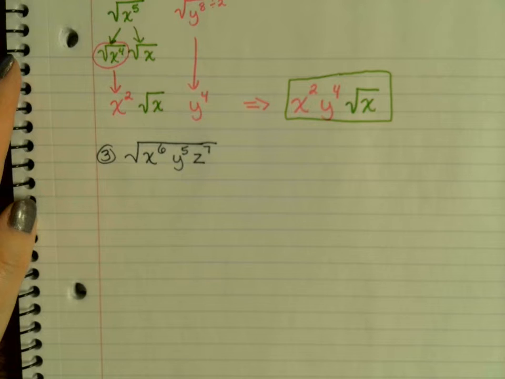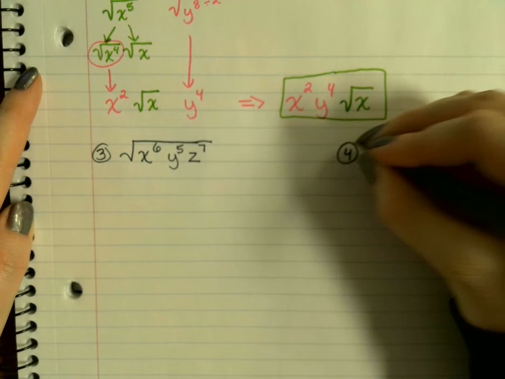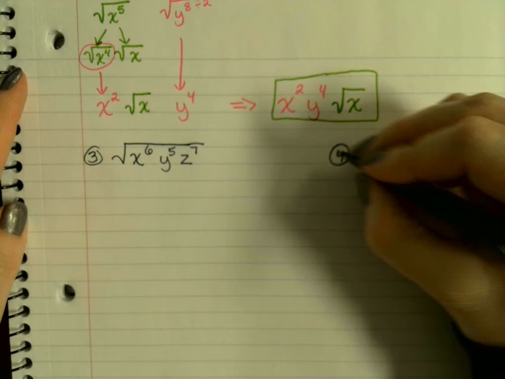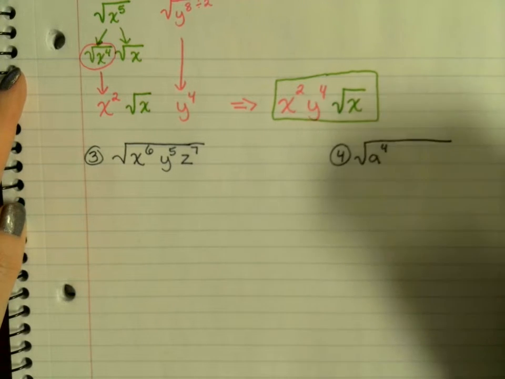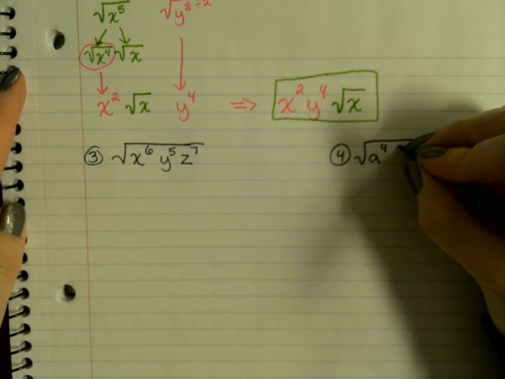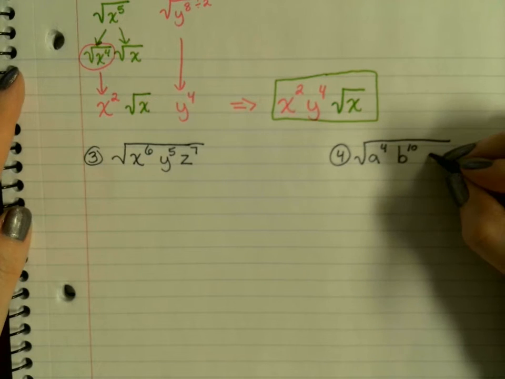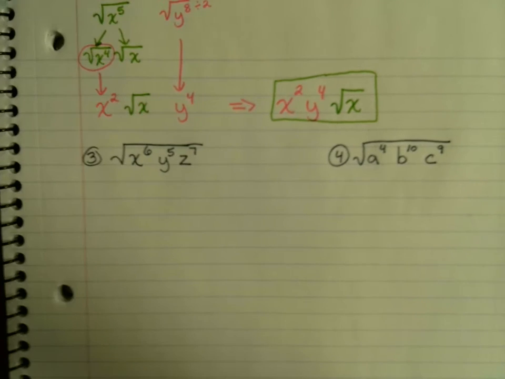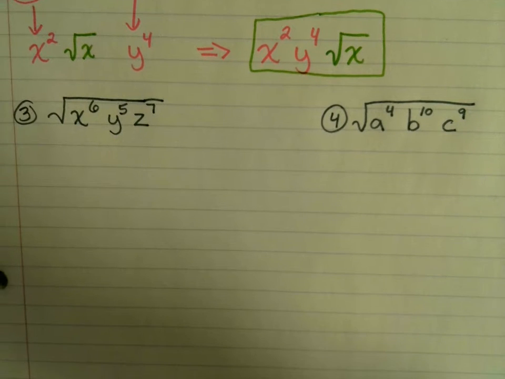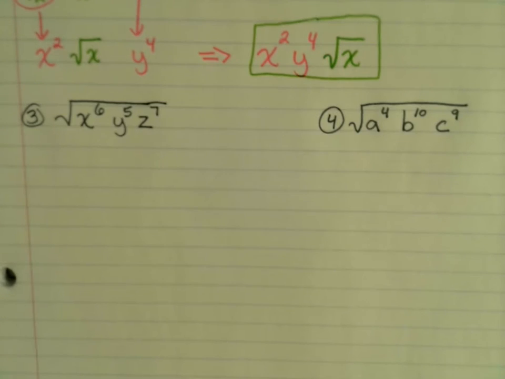And then problem 4, you'll have square root of a to the 4th, b to the 10th, c to the 9th. Go ahead and do those two on your own.